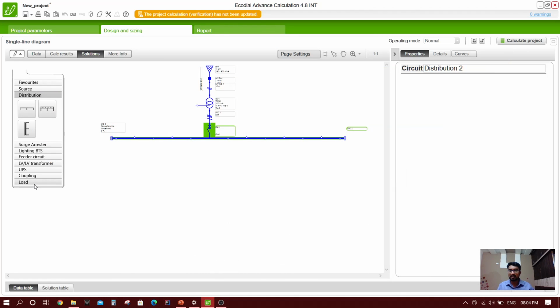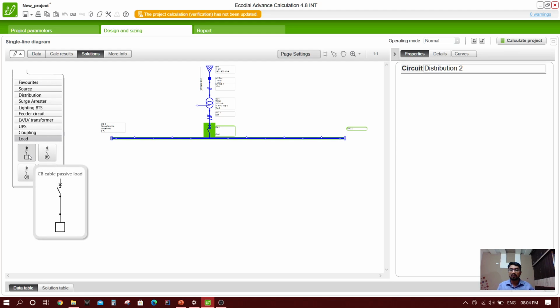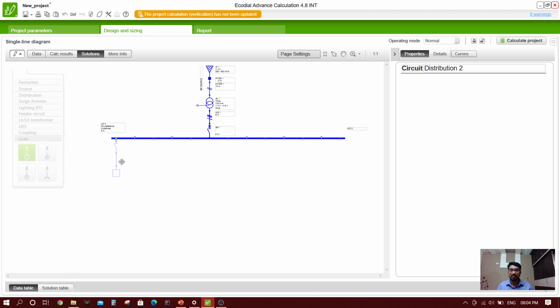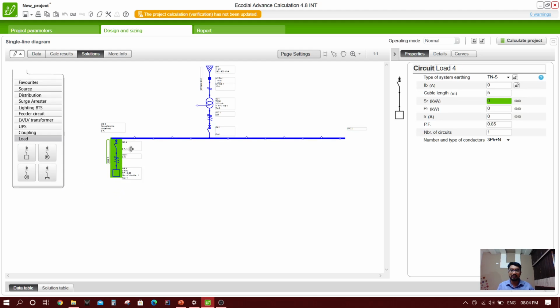Now in order to add the load, go to load and click on CB cable passive load, drag and drop it on the work area and make the connection with the bus bar. Once you have done that, you can rename it as load group 1.